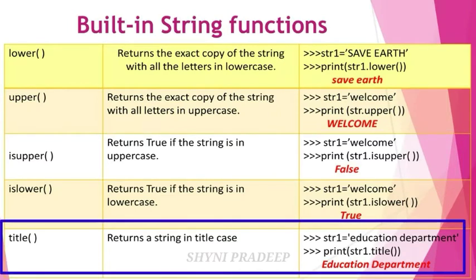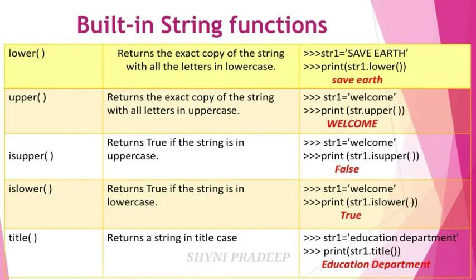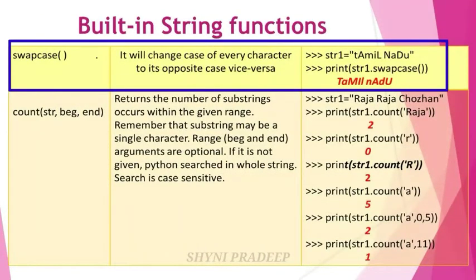Next, title. It returns the string in title case. Title case means if you give the string education department, it will change it to title format, which means it will capitalize the first letter of the words in the given string. Okay. And next swapcase, it will change the case of every character to its opposite case, vice versa. Which means if you give the string Tamil Nadu, a string having uppercase and lowercase letters, when you apply the swapcase function, lowercase letters change to uppercase and uppercase letters change to lowercase. It will be printed on the output screen.